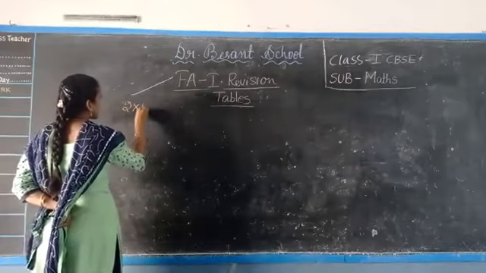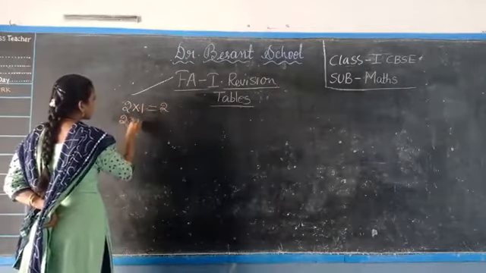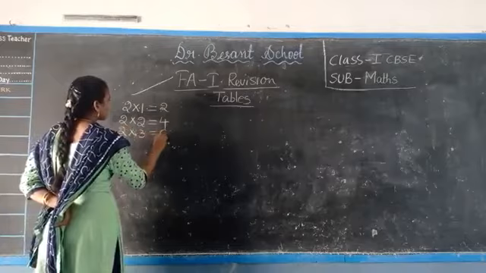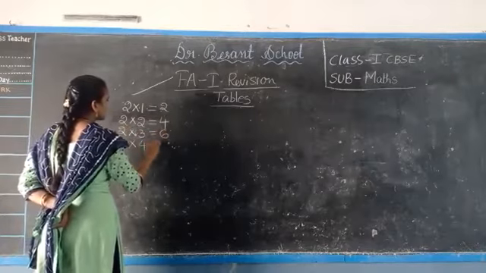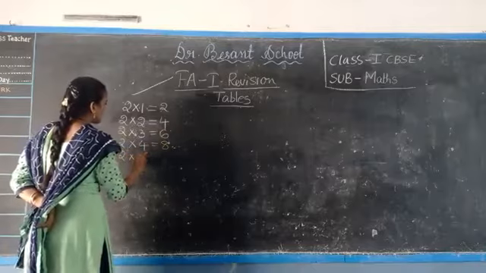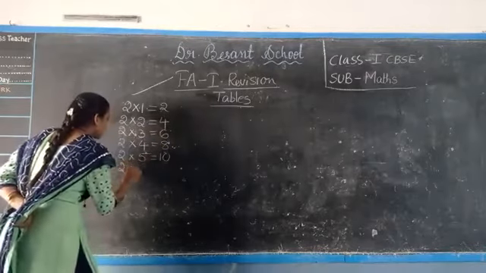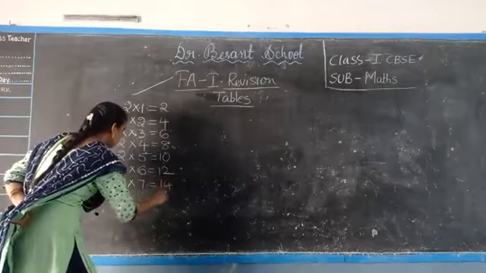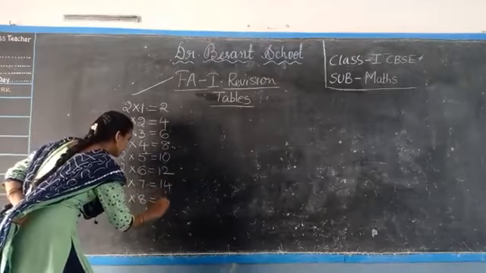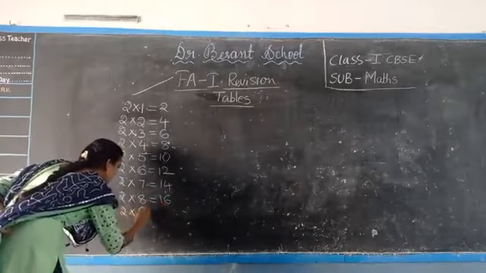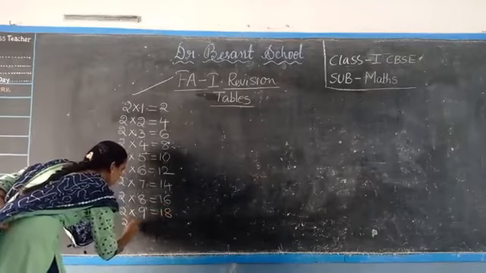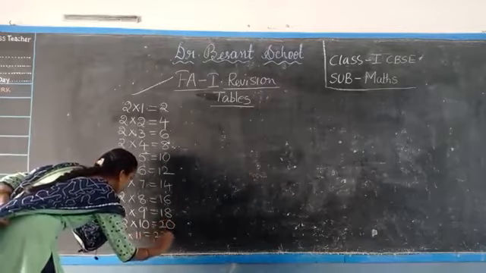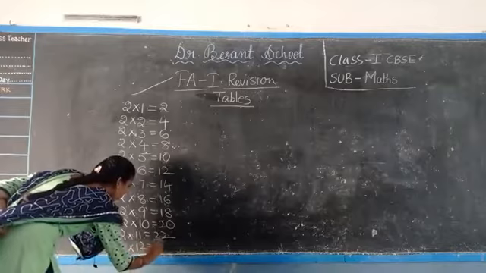2 table. 2 ones are 2, 2 twos are 4, 2 threes are 6, 2 fours are 8, 2 fives are 10, 2 sixes are 12, 2 sevens are 14, 2 eights are 16, 2 nines are 18, 2 tens are 20, 2 11s are 22, 2 12s are 24.